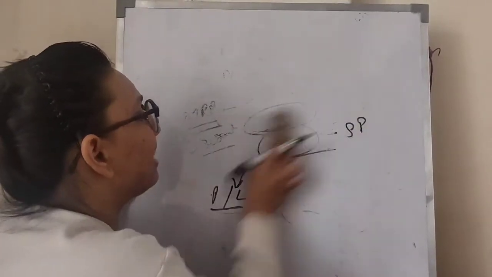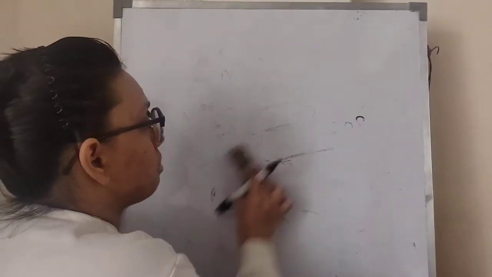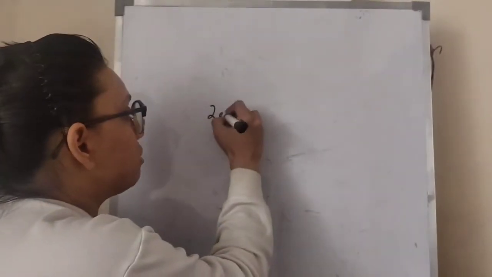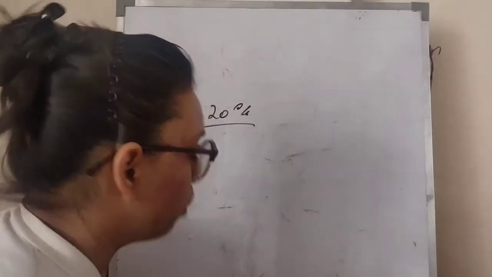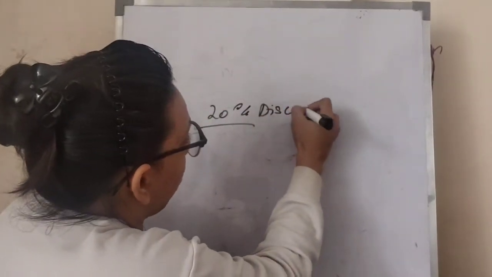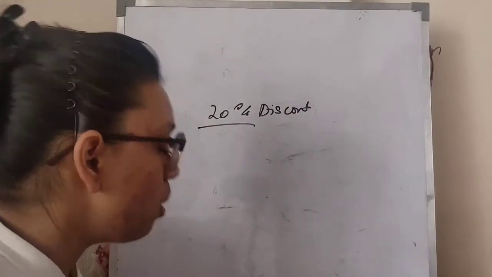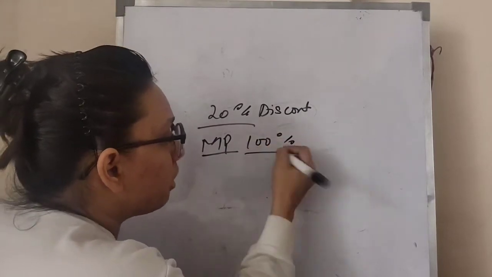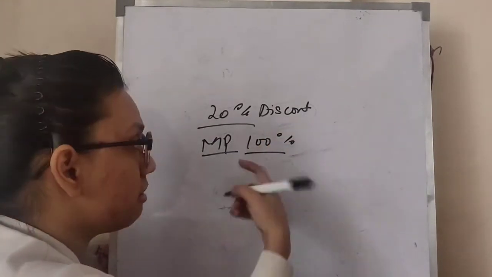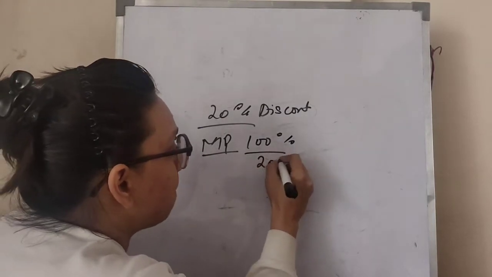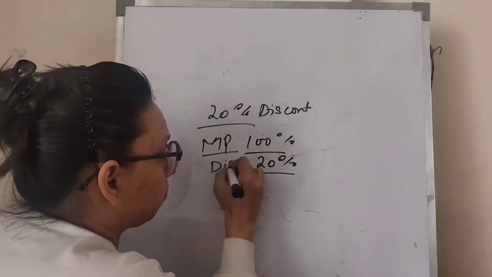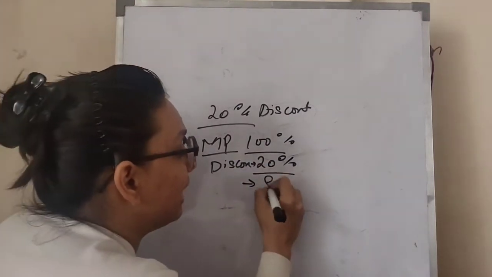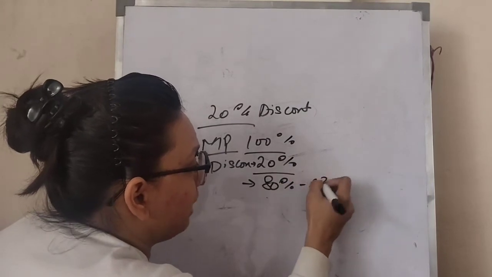So how to calculate with the discount and how to maintain that? For example, you need to give a 20% discount on an article. What you will do is keep your market price as 100%. Then your 20% will be the discount. So what you have to keep in mind is that 80% will be the SP here.